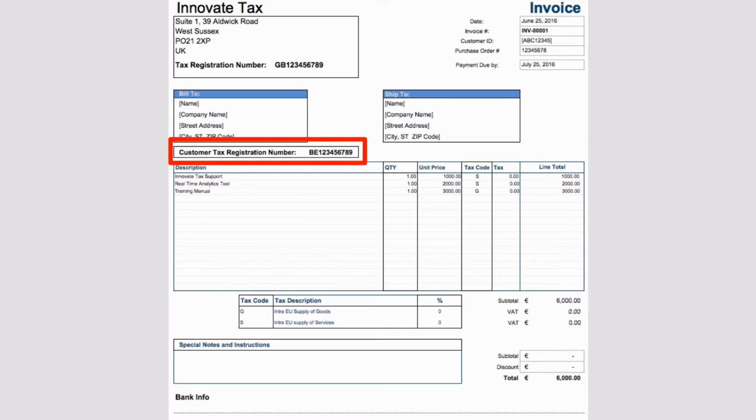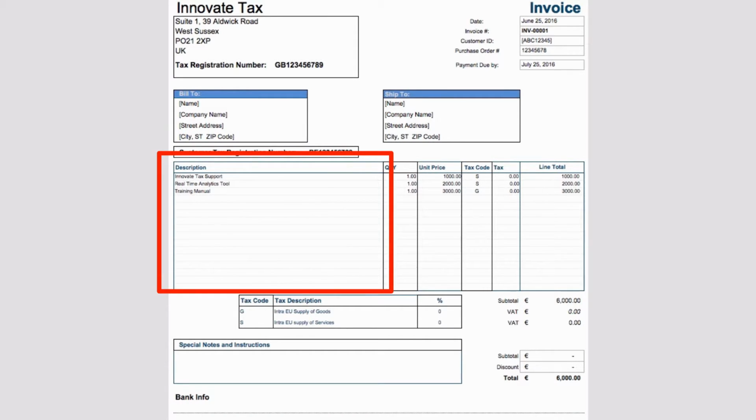This number should again be dynamically brought in based on the fact that the bill to location has a VAT registration number or GST registration number linked to it, and it should be the number that is linked to the site being used. You may have a customer that has multiple sites and potentially multiple tax registration numbers, so it is important you bring through the correct value.